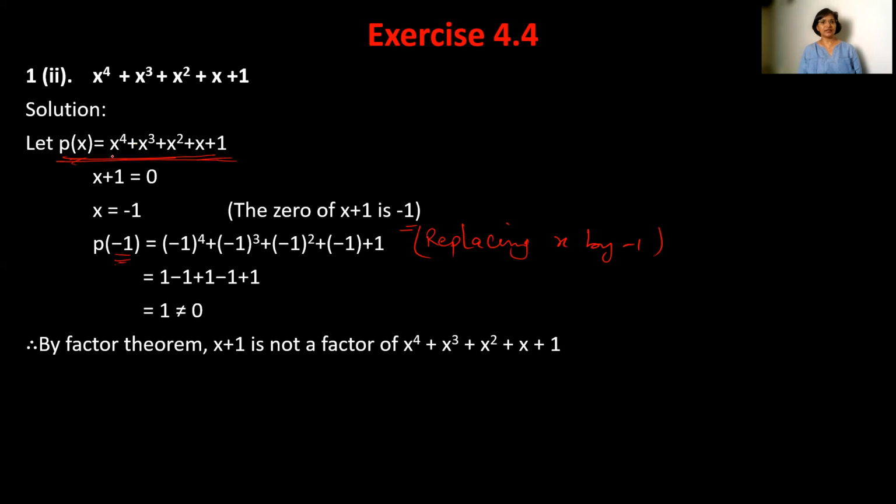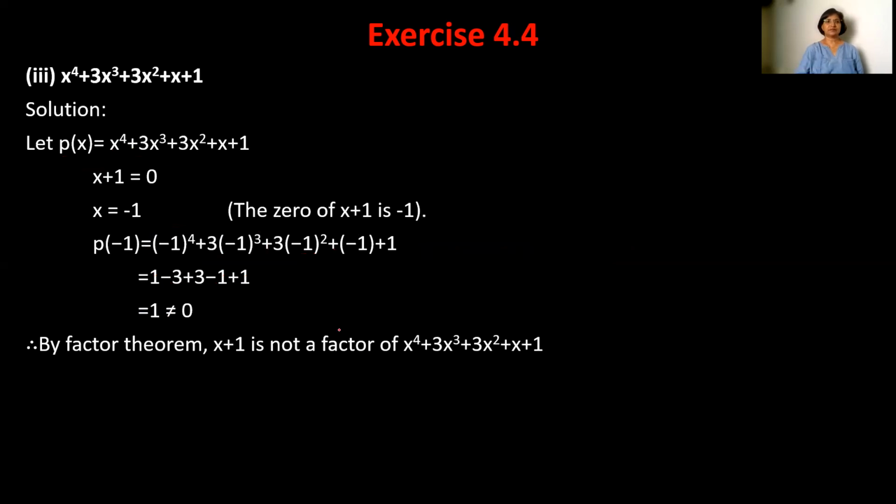Then in p(x), x raised to power 4: so minus 1 raised to power 4, minus 1 raised to power 3, minus 1 raised to power 2, plus minus 1, plus 1. So it will become, this becomes 1, this becomes minus 1, this becomes 1, and this becomes minus 1, and this 1 is given already. So that means this is 0, this is 0. So 1 remains here, which is not equal to 0. So that means by the factor theorem, x plus 1 is not a factor of x raised to power 4 plus x cube plus x square plus x plus 1.